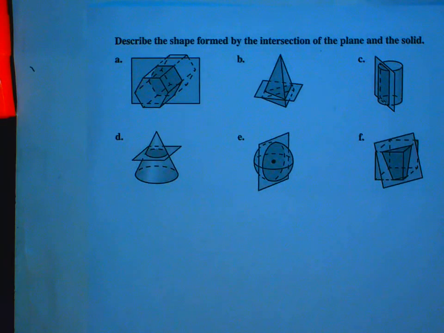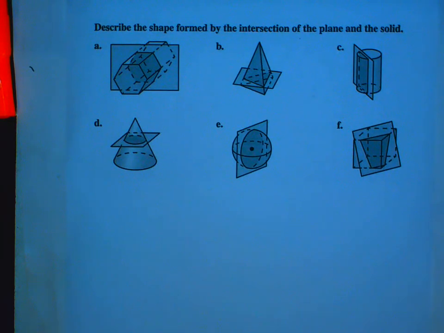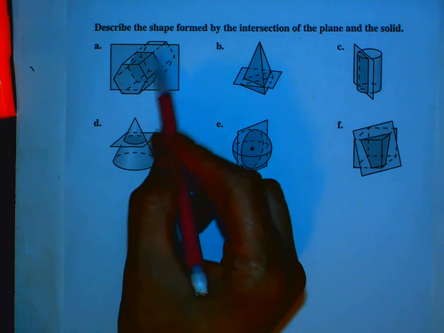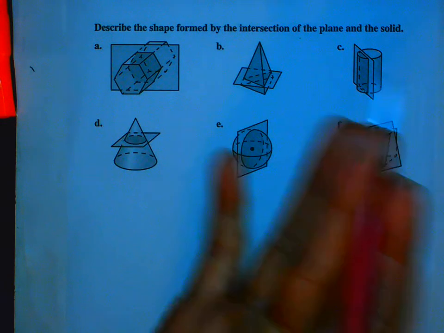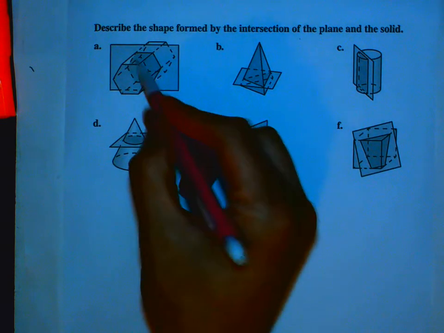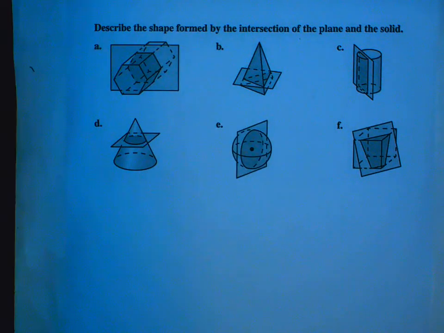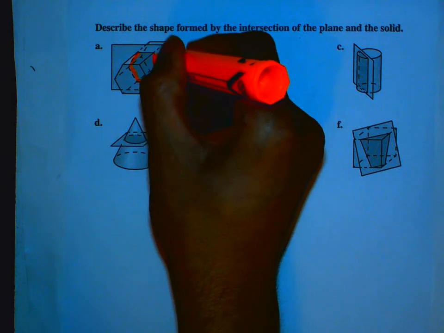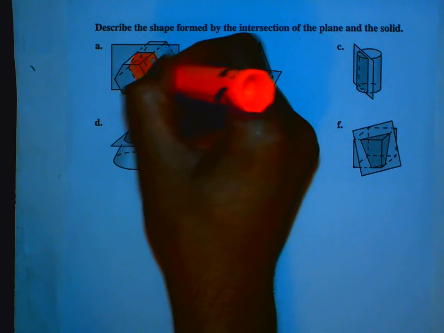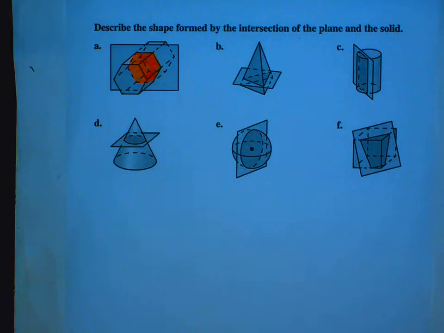Example number 2, it says, describe the shape formed by the intersection of the plane and the solid. So for A, you can see that this plane is cutting this hexagonal, I forgot, I guess it's hexagonal prism. And the shape that it's creating, let me use a little highlighter so you can see what's going on here, happens to be a hexagon.